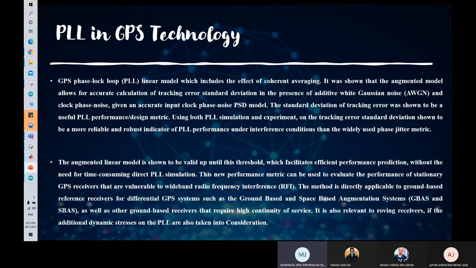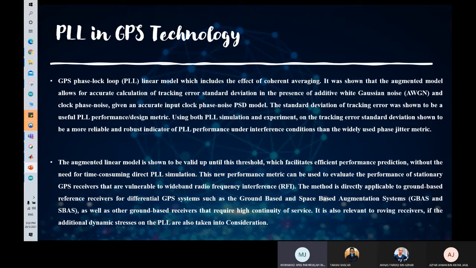Given an accurate input clock phase noise PSD model, the standard deviation of tracking error was shown to be a useful PLL performance or design metric. Using both PLL simulation and experiment, the tracking error standard deviation was shown to be a more reliable and robust indicator of PLL performance under interference conditions than the widely used phase jitter metric.